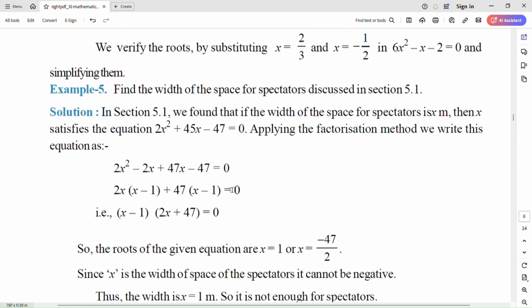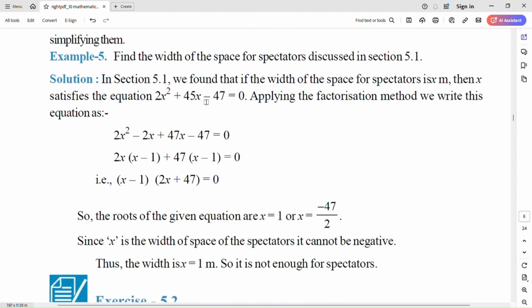Okay, now next one is find the width of the space for spectators discussed in section 1.1. In that section we found that if the width of the space for spectators is x meters, then x satisfies this equation. So we need to find just a root of this quadratic equation. Okay. So 45 can be written as plus 47 minus 2x.